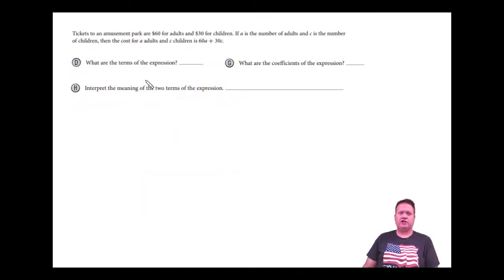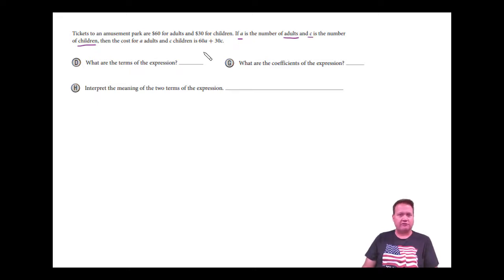It's really important that we understand what the parts of an expression represent. Let's take a look at the next part of the lesson, which says, tickets to an amusement park cost $60 for adults and $30 for children. So if one adult goes, it'll cost $60. If one child goes, it will be $30. If one adult plus one child go, the grand total would be $90. It lets us know that we're going to use the variable A to be the number of adults, and C to be the number of children.